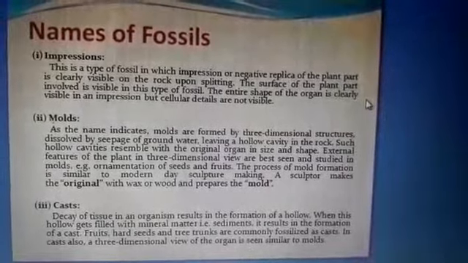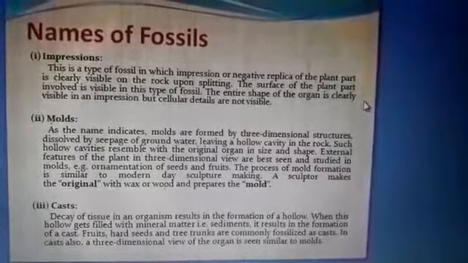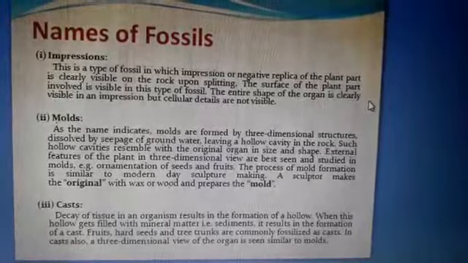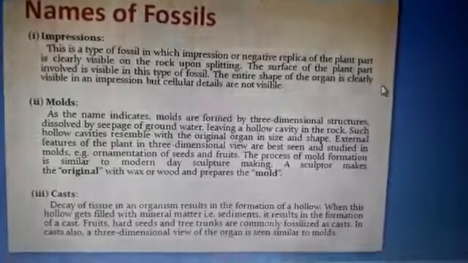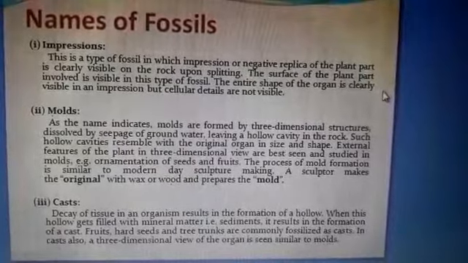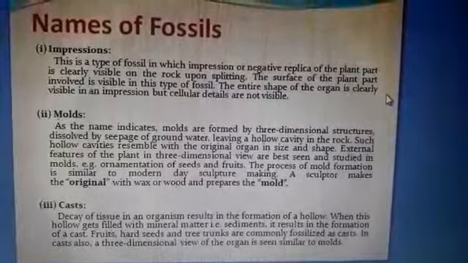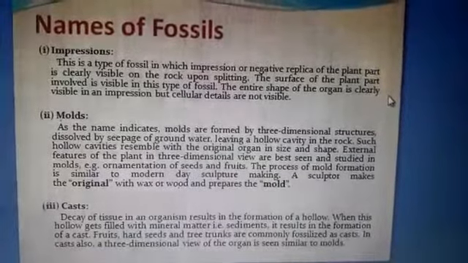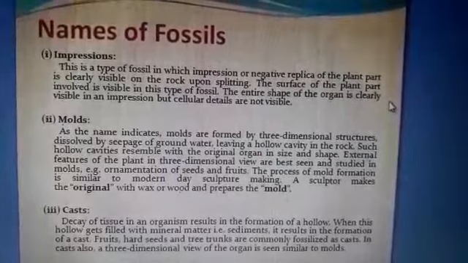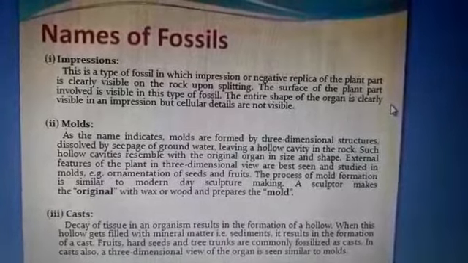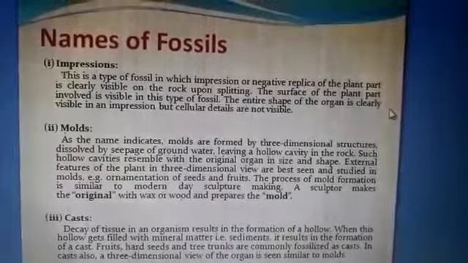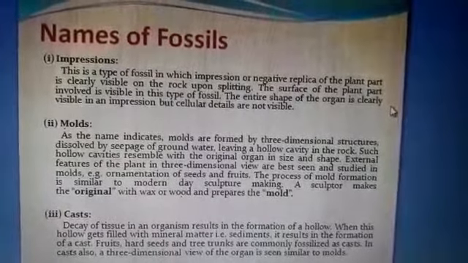Next are the forms of fossils like impressions, molds, casts, etc. In an impression fossil, the negative replica of the plant part is clearly visible on the rock upon splitting. The surface of the plant part is visible. The entire shape of the organ is clearly visible in an impression, but cellular details are not visible.